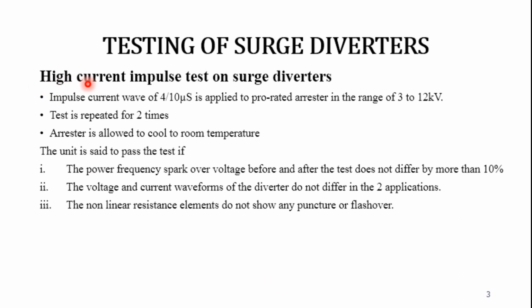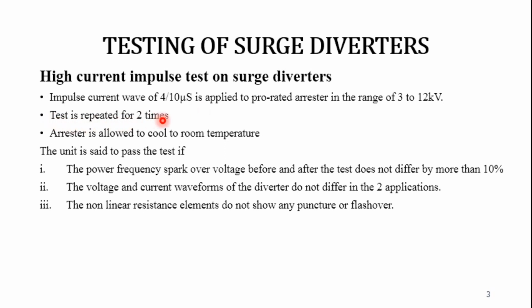Next we have the high current impulse test on surge diverters. This is done on prorated arresters in the range of 3 to 12 kV. A high current impulse wave of 4/10 microsecond, with the peak value mentioned in the specification, is applied to a spare unit of identical castings.